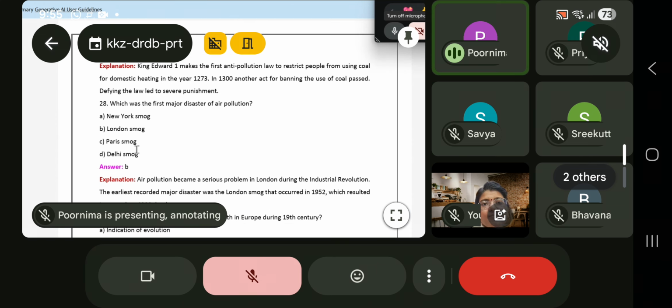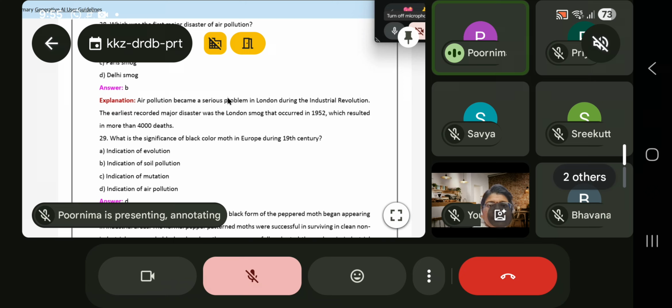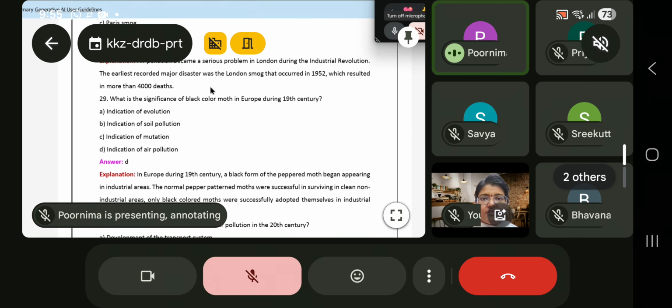Then which was the first major disaster of air pollution? It is the London smog. Air pollution became a serious problem in London during the Industrial Revolution. The earliest recorded major disaster was the London smog that occurred in 1952. It led to 4,000 deaths. So it was a very disastrous thing.